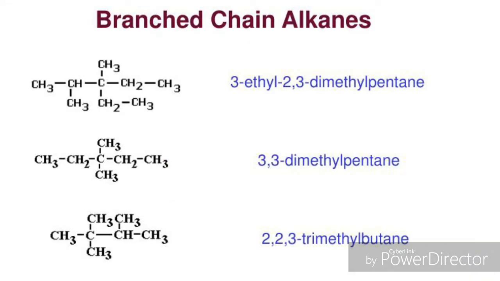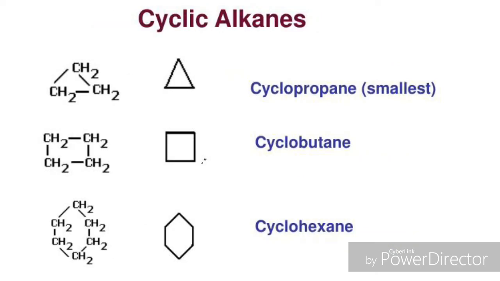These are examples of branched-chain alkanes: 3-ethyl 2,3-dimethyl pentane, 3,3-dimethyl pentane, 2,2,3-trimethyl butane. These are examples of cyclic alkanes. These are cyclic or ring compounds: cyclopropane, cyclobutane, cyclohexane. You can see two types of structural representation here.